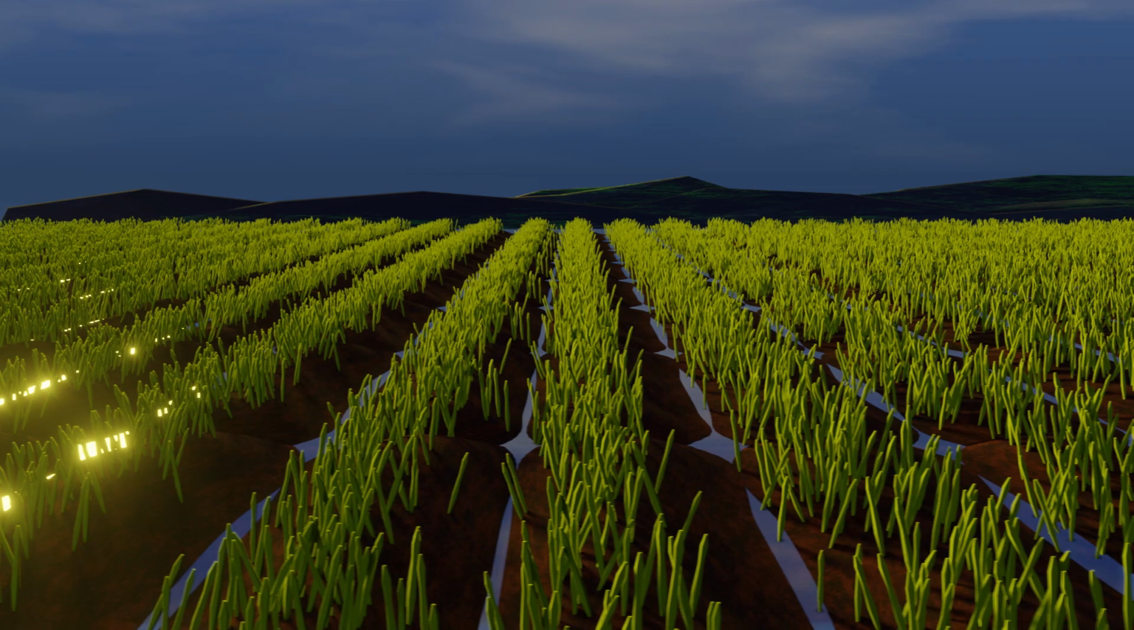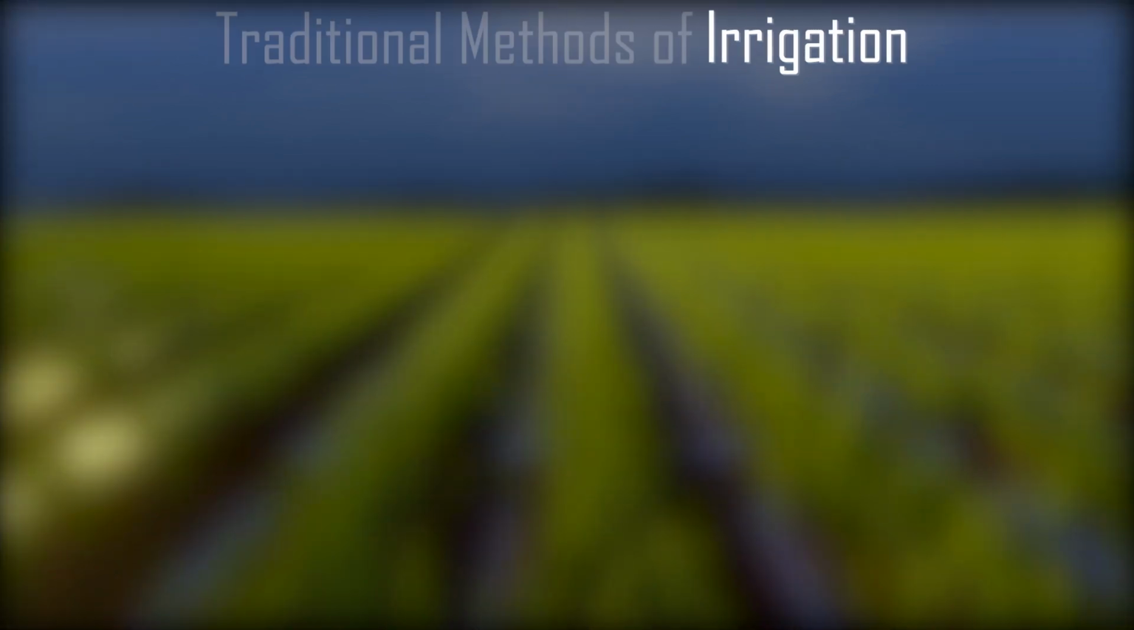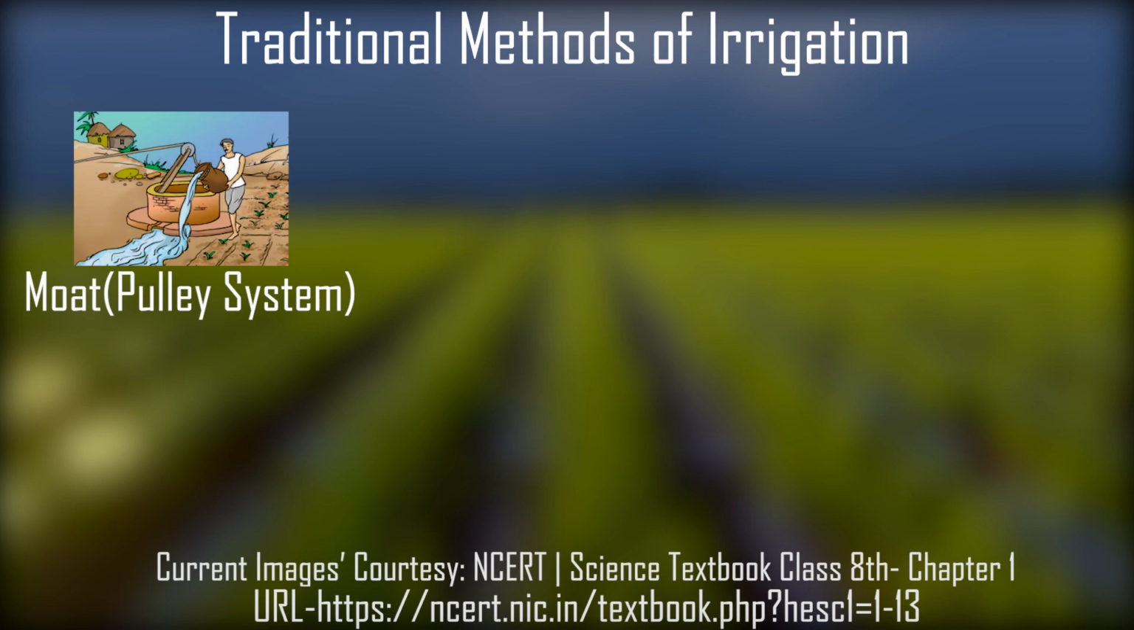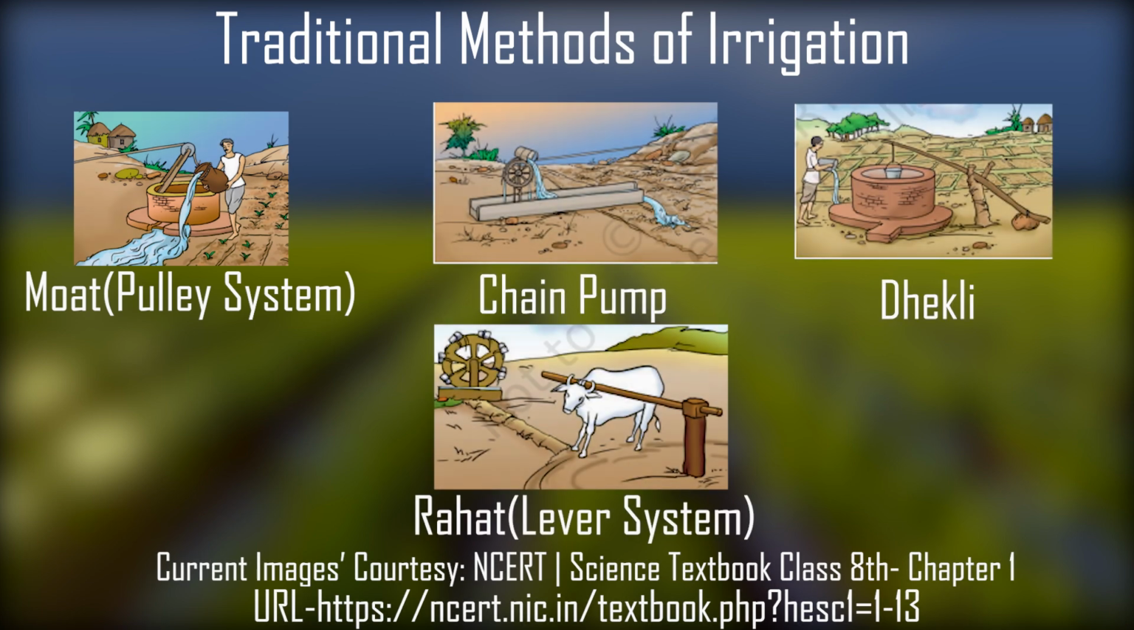For the growth of crops, fields have to be watered regularly. The supply of water at equal intervals is called irrigation. The sources of water for irrigation include wells, tube wells, ponds, lakes, rivers, dams, and canals. The traditional methods of irrigation are moat, chain pump, dhekli, and rahat. These methods are labor and time intensive.